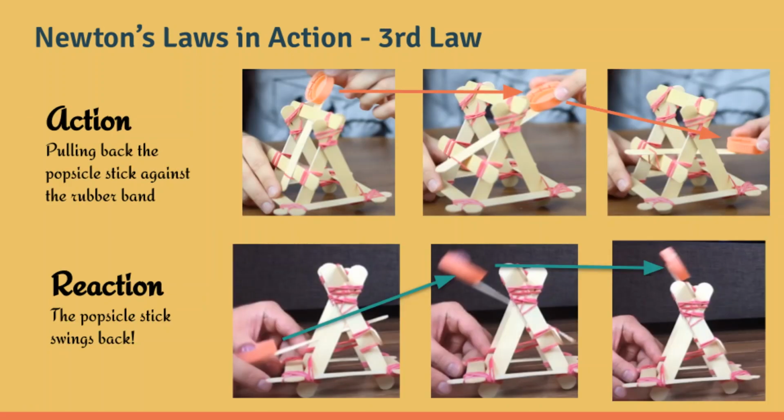We see Newton's third law in action when the popsicle stick is swung back to its normal position by the rubber band. The action force is the force that you apply to pull the popsicle stick back against the rubber band, and the equal and opposite reaction is the force of the rubber band pulling the popsicle stick back to its normal position.